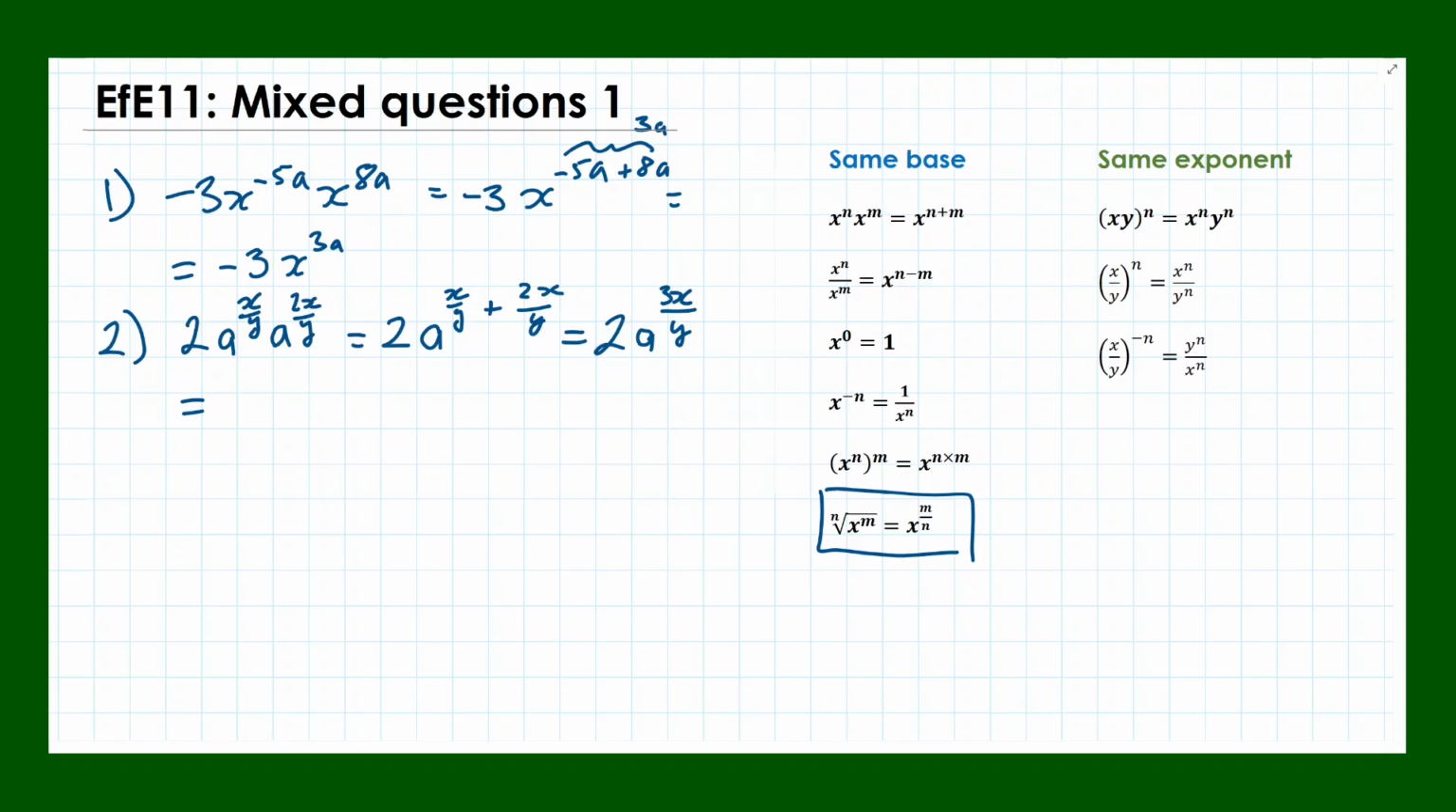2 is not raised to any power, so 2 is going to stay outside. Then we now have got a root, and a will be to some kind of power. But what will be the root and what will be the power?